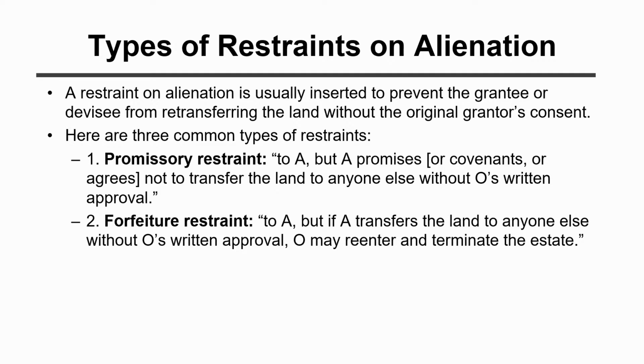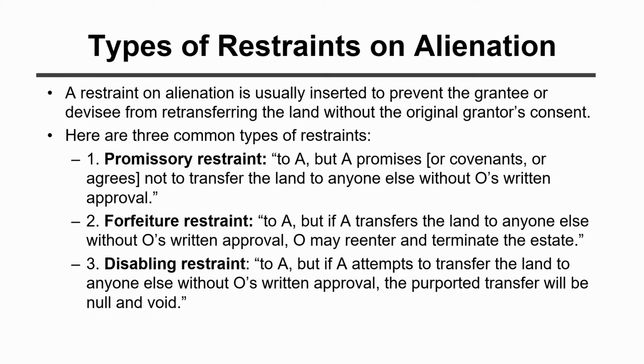A second kind is a forfeiture restraint. Here, an example would be O conveys the land to A, but if A transfers the land to anybody else without O's written approval, O can re-enter and terminate the estate. Now, you'll notice the difference between these two. In a promissory restraint, A says, I promise not to transfer it. In a forfeiture restraint, A says, if I do transfer it, the previous owner can come in and take it away from me, can take the land back for him or herself.